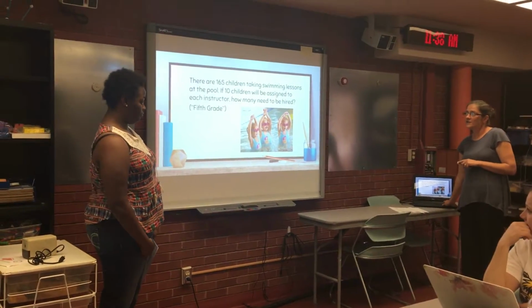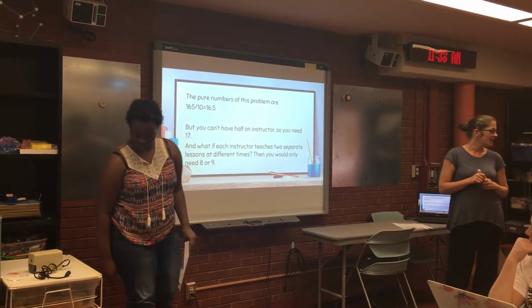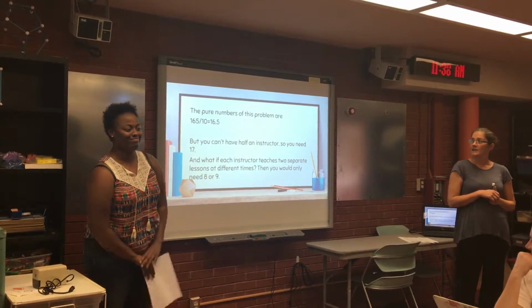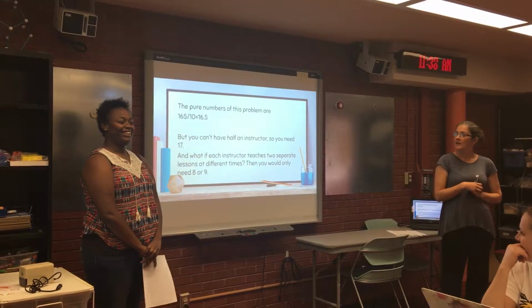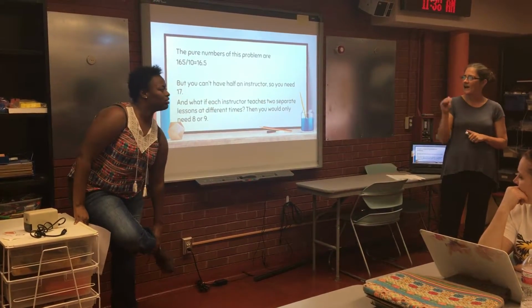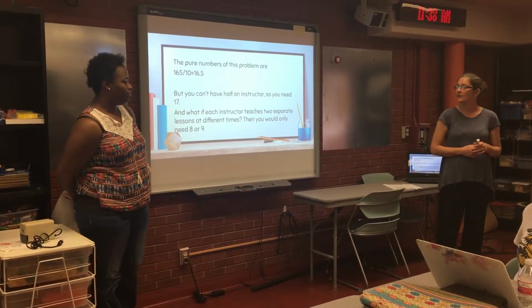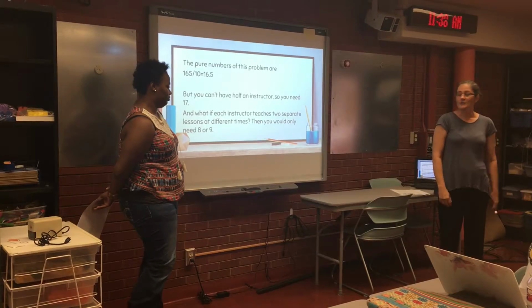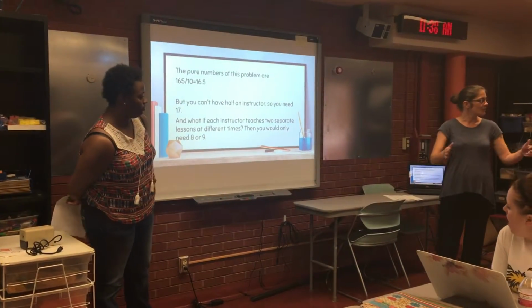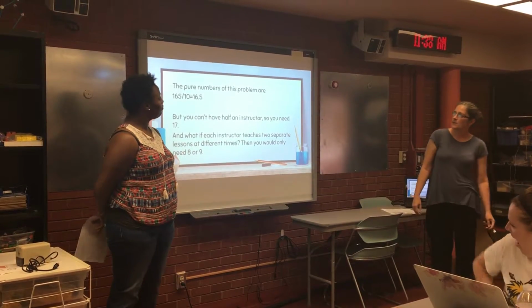So the first thing you have to do is figure out which numbers you're manipulating, which is 165 divided by 10. For a kid, that equals 16 and a half. But when you put it back into the problem, you can't have half an instructor, so you have to have at least 17 instructors. Or what if each instructor is teaching 2 separate lessons at 2 separate times? Maybe you don't even need that many, maybe you need 8 or 9.